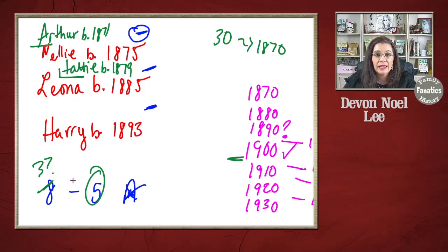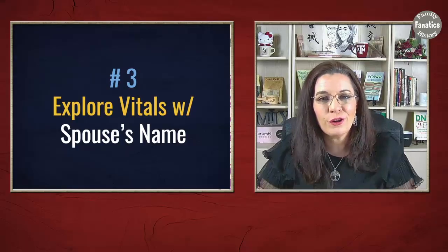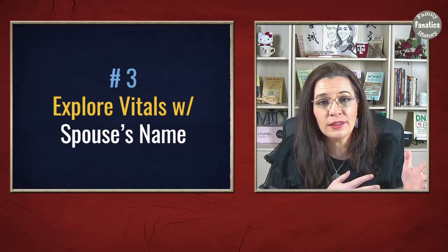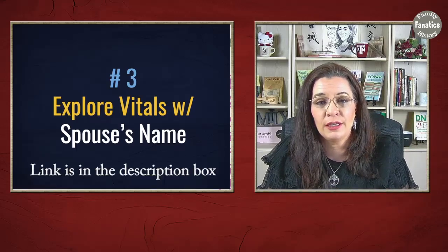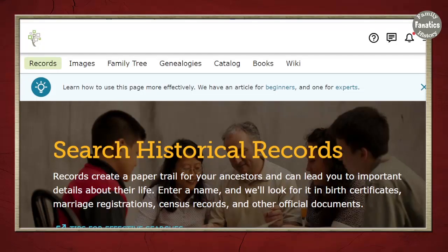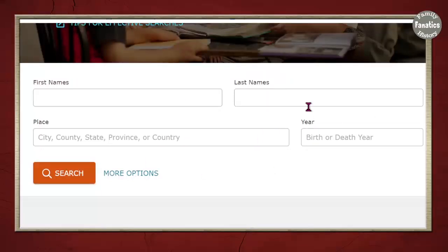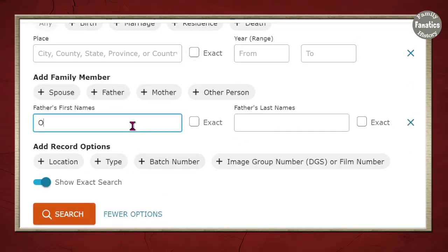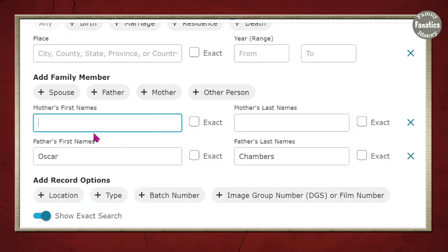But the next thing I can do is search for vital records using the spouse names. Now, I mentioned this type of online search strategy in a previous video. Let me go ahead and show you how I did it. So what I'm going to do is I'm here on the record search page, and I'm not going to put anything here because I want to find the children. So I'm going to click more options, and I'm going to put a father, Oscar Chambers, and I'm going to put the mother as Cinderella.